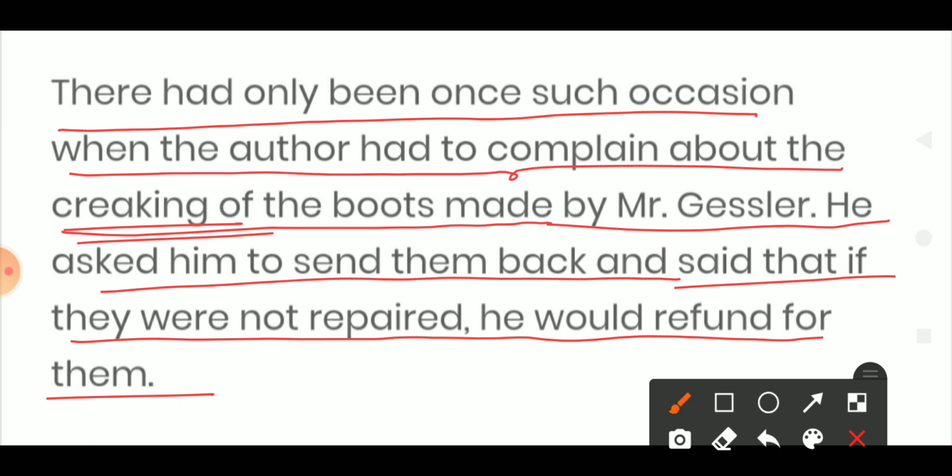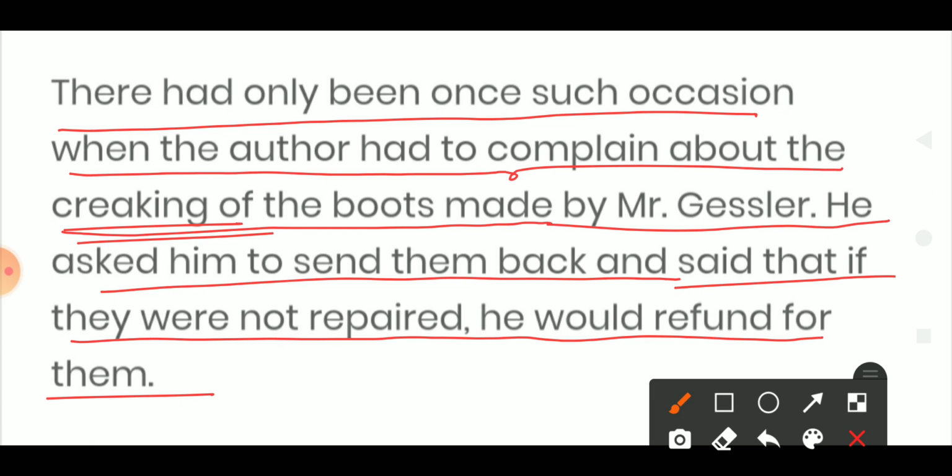Gessler said to the author, please send those shoes back to me and I will repair them, and if I am not able to repair the shoes, I will refund you the money. So you can imagine from this scene how particular Mr. Gessler was towards his shoemaking.